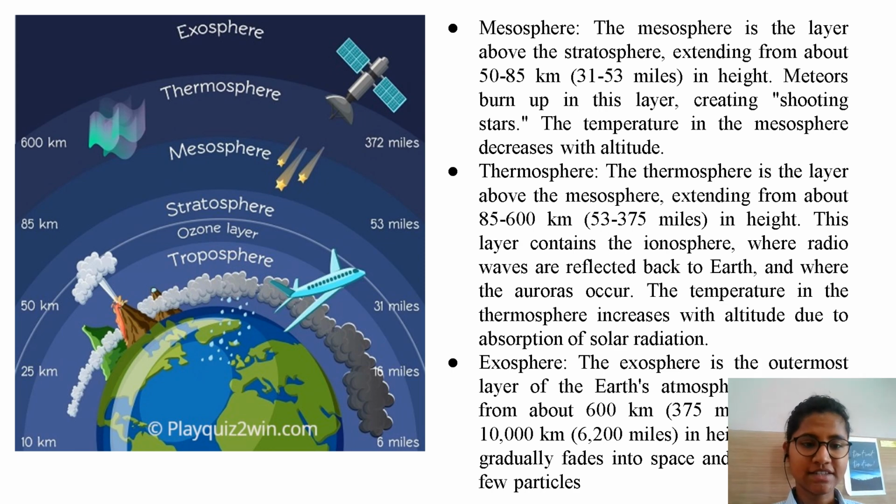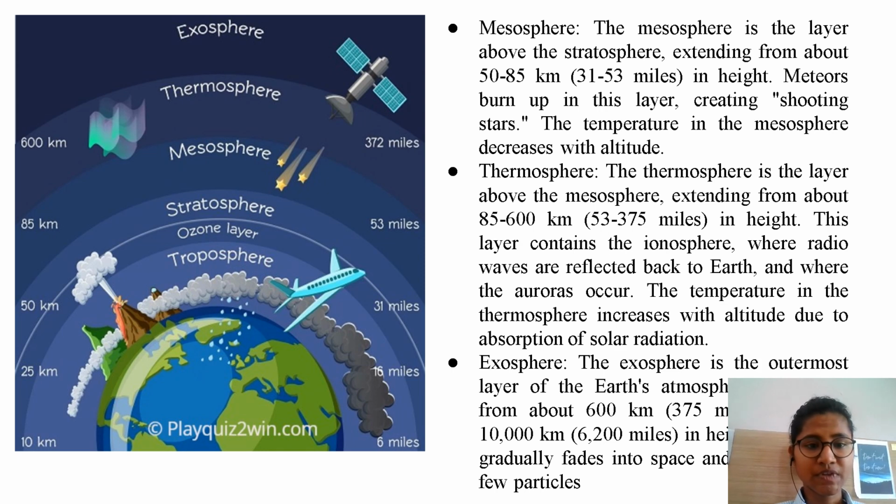In the next slide we come to know what the third layer of the Earth's atmosphere is: the mesosphere. The mesosphere is the layer above the stratosphere, extending from above 50 kilometers to 85 kilometers, that is 31 to 53 miles in height. Meteors burn up in this layer, creating shooting stars. The temperature in the mesosphere decreases with altitude. Here you can see that the range of the mesosphere is from 50 kilometers to 85.